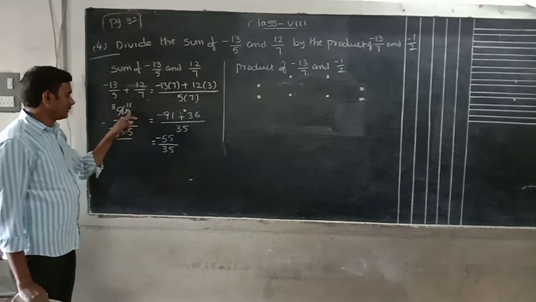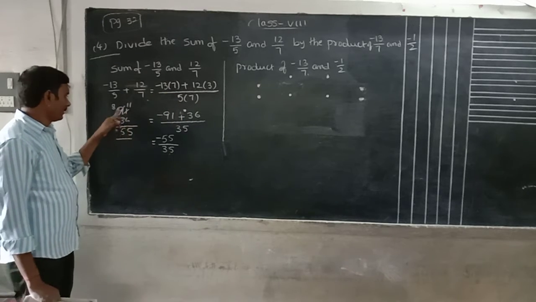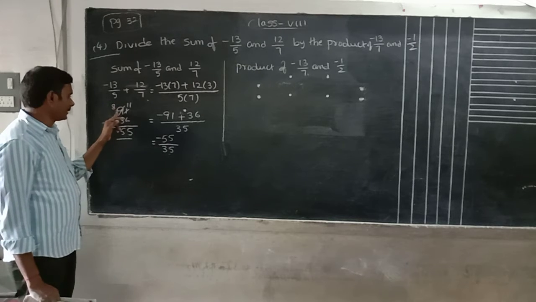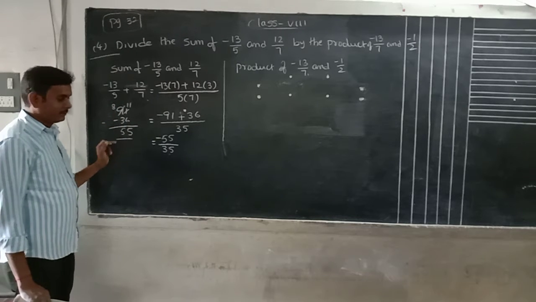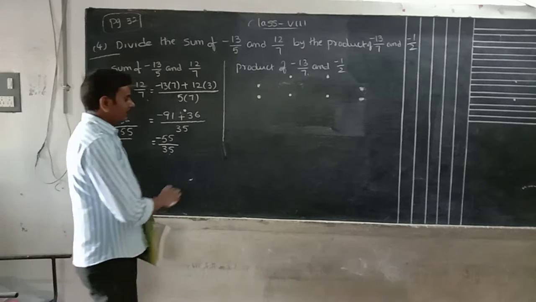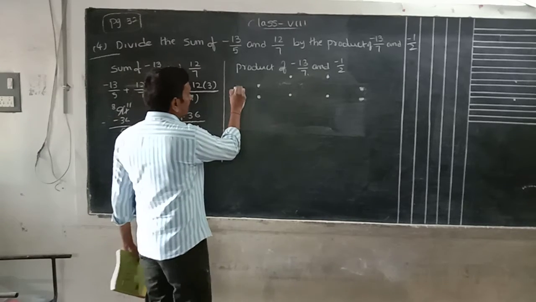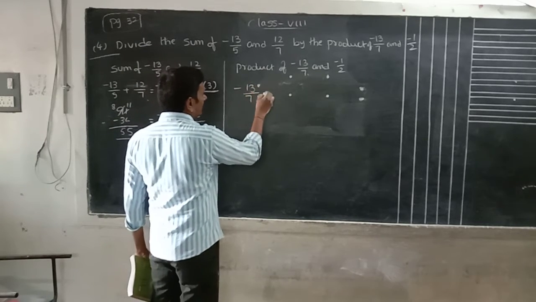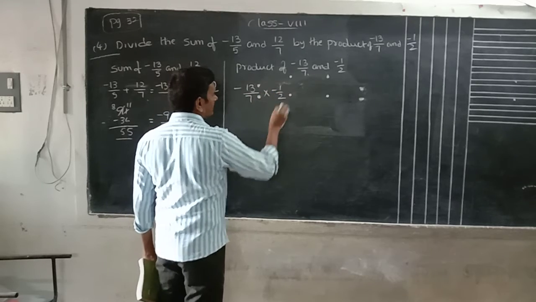91 minus 36 means 11 minus 6, 5. One number will reduce here, 8 minus 3, 5. So we get 55 by 35. Now we will do the multiplication also. Product: minus 13 by 7 multiplied by minus 1 by 2.